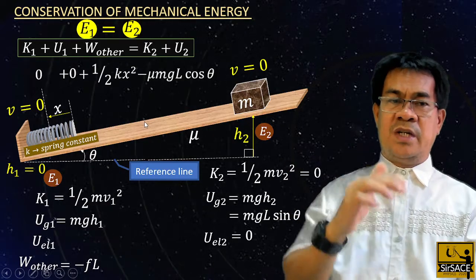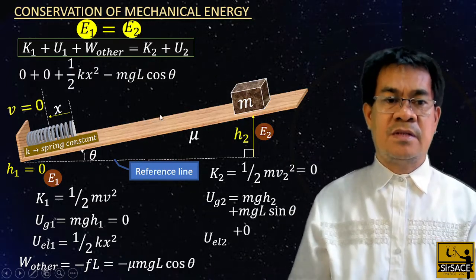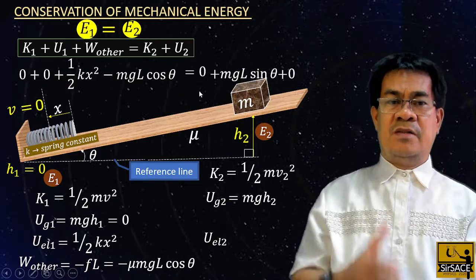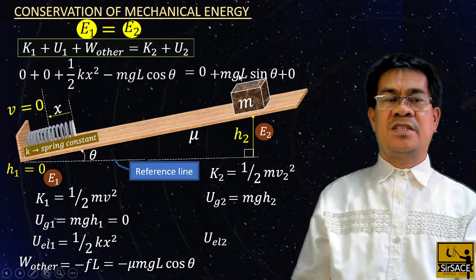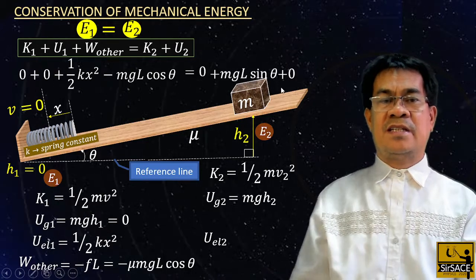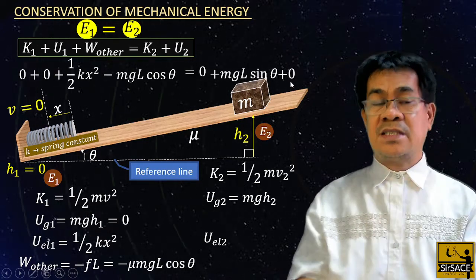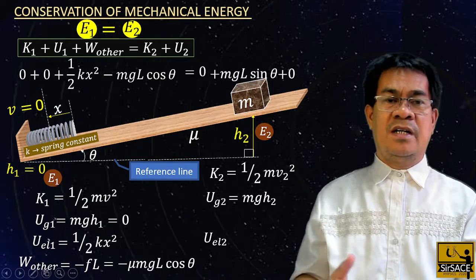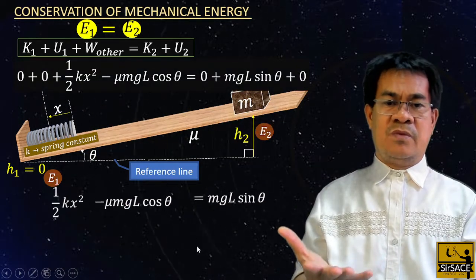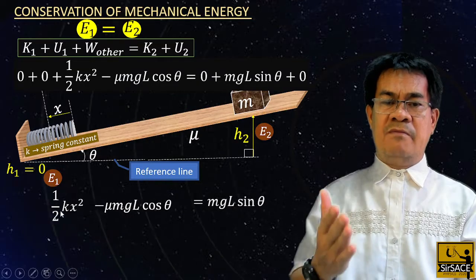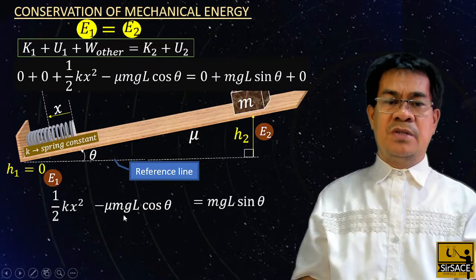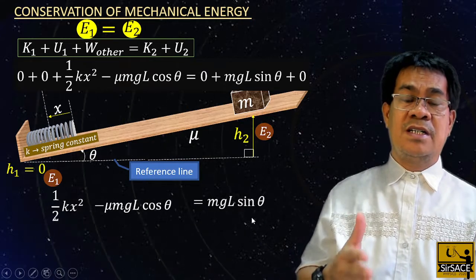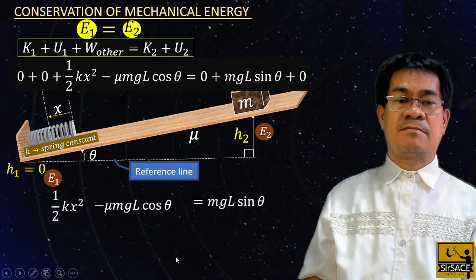Now this should be equated to E2. For E2, we have the final kinetic energy 0, and the gravitational potential energy mgl sine theta, plus the elastic potential, which is 0. So there are a lot of zeros. Eliminate all zeros, then we reduce this to 1/2 kx squared minus mu mgl cosine theta, which is equal to mgl sine theta.